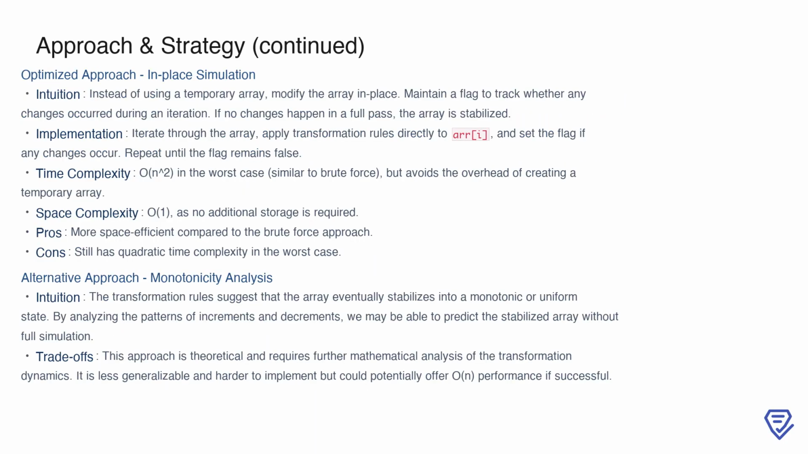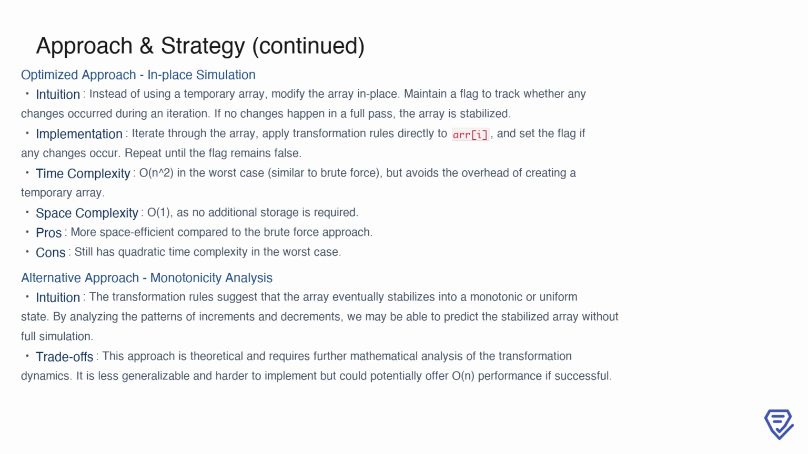A more efficient alternative is the in-place simulation approach, which eliminates the need for a temporary array. Instead, the array is modified directly, and we use a flag to track whether any changes occurred during an iteration. If no changes are made in a complete pass, the array is stabilized. The implementation involves iterating through the array, applying the transformation rules directly to each element, and updating the flag if any adjustments occur. This process is repeated until the flag remains false. While the time complexity remains O(n squared) in the worst case, this method is more space efficient, requiring only O(1) additional memory. This improvement makes it more practical for larger inputs.